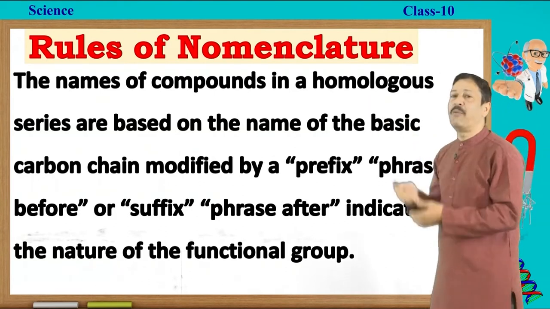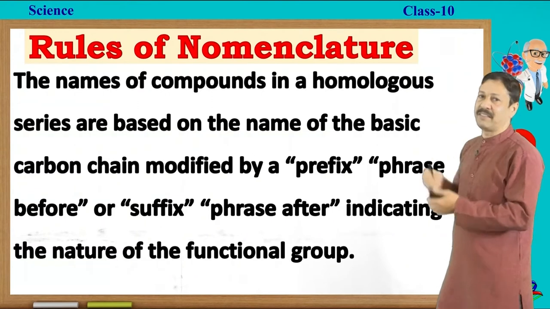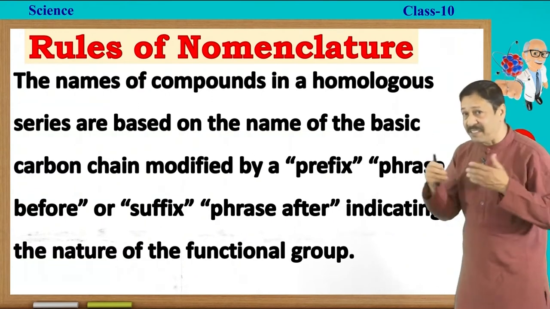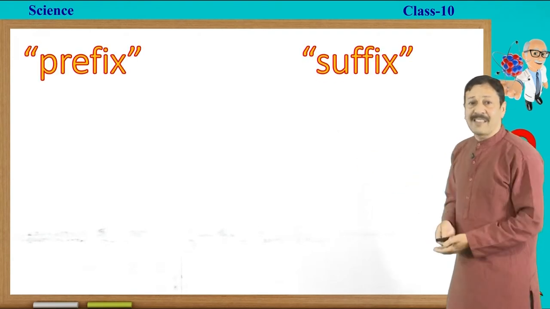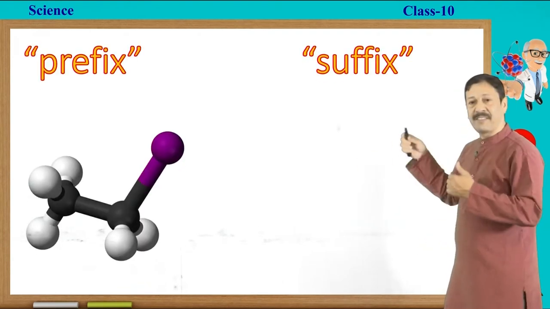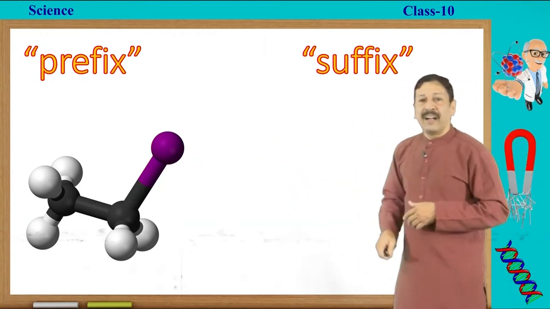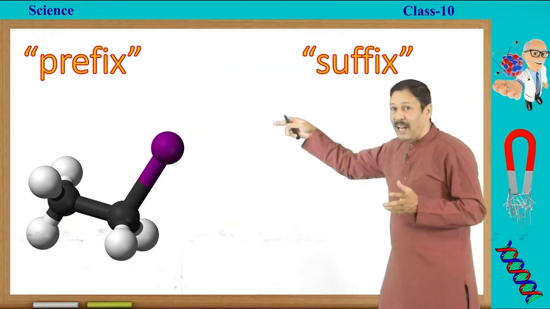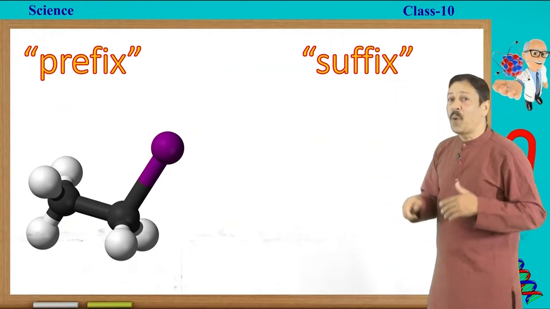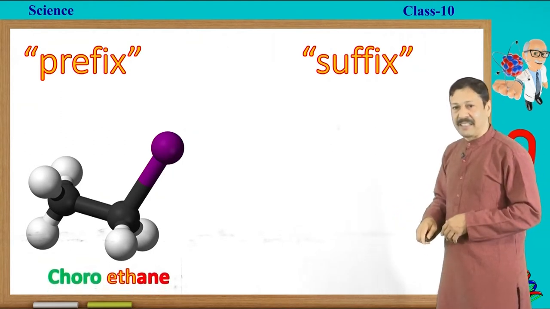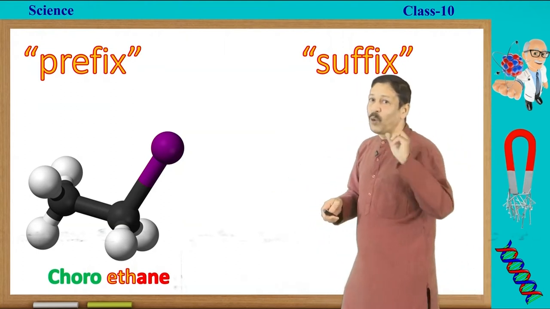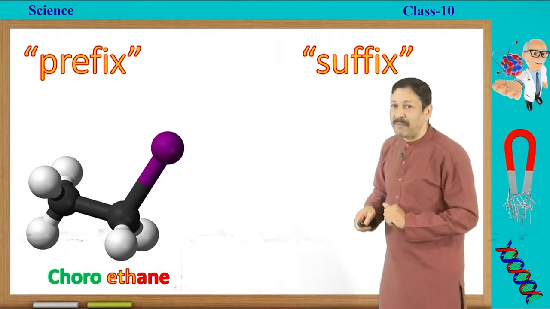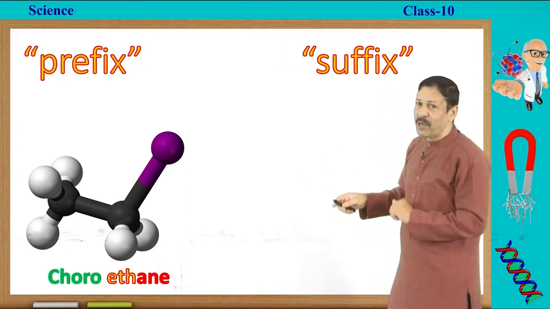The name of any homologous series is based on the carbon chain, that means how many carbons are there in the chain. Let us understand these nomenclature criteria in detail. Now, here are the prefixes and suffixes. This is a compound with a halogen, having a prefix chloro, bromo, iodo, etc. The name of this compound is chloroethane. So, prefix chloro is attached to the hydrocarbon name, that is ethane. Hence the name chloroethane.